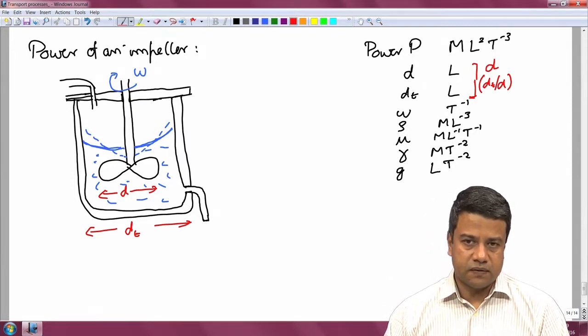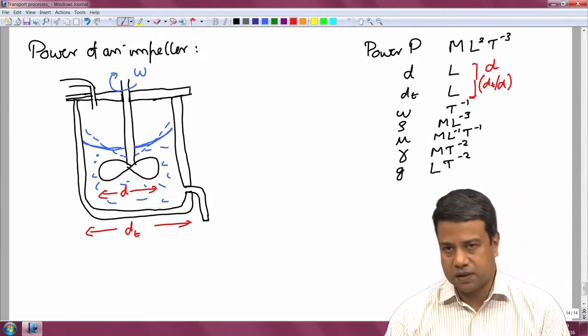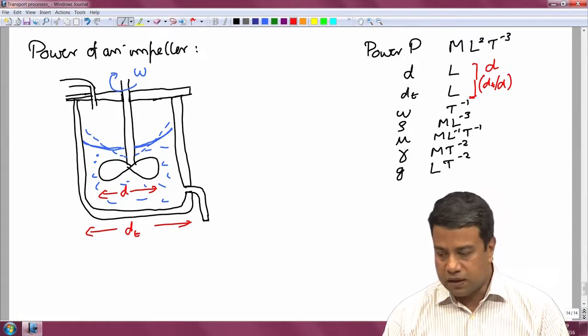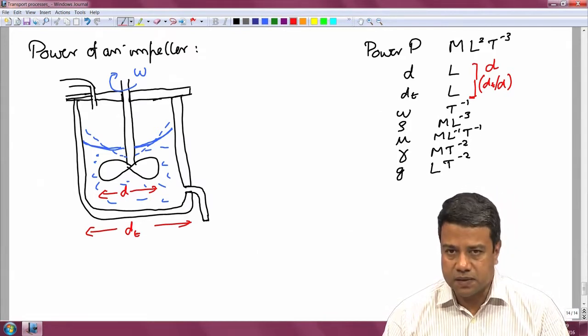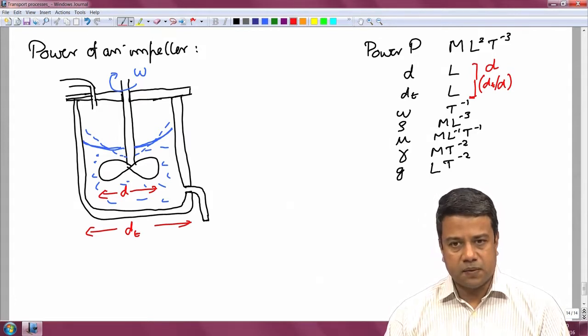So, 7. Therefore, and there are 3 dimensions. So, I should be able to get 4 dimensionless groups, out of which one is a dependent dimensionless group, involves the power, and the other 3 are independent dimensionless groups. So, what is the dependent dimensionless group?